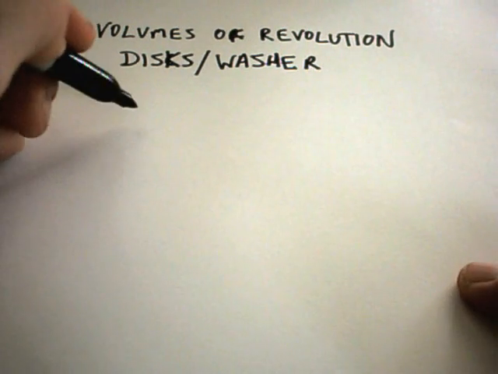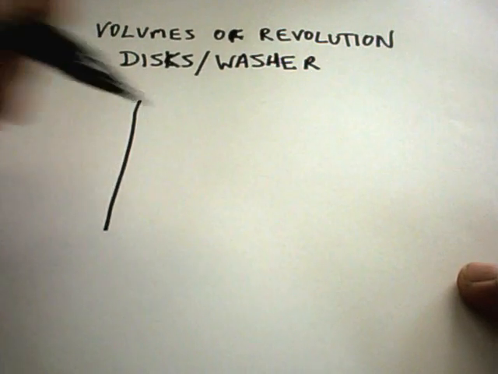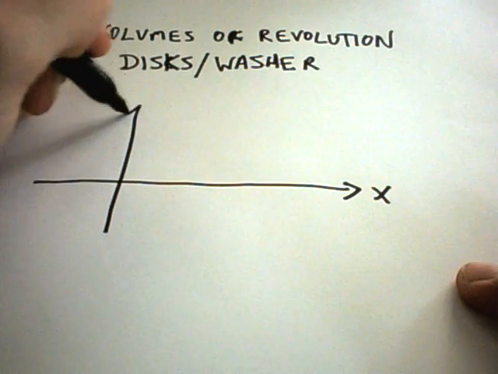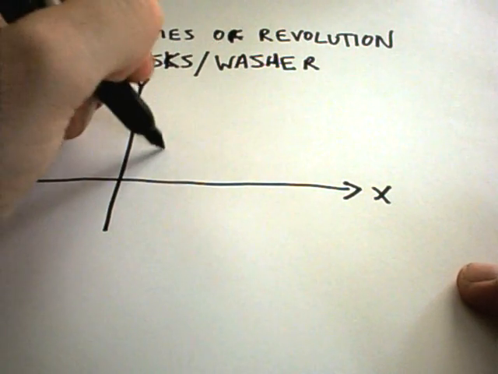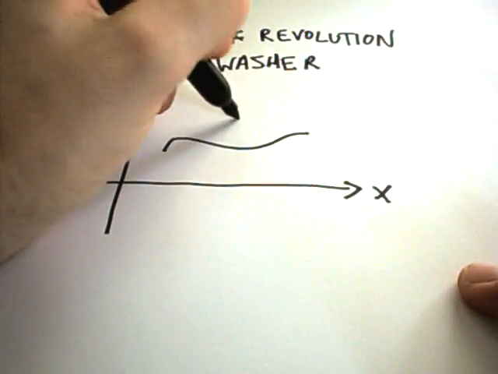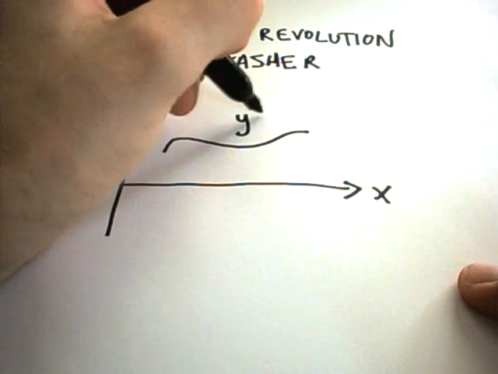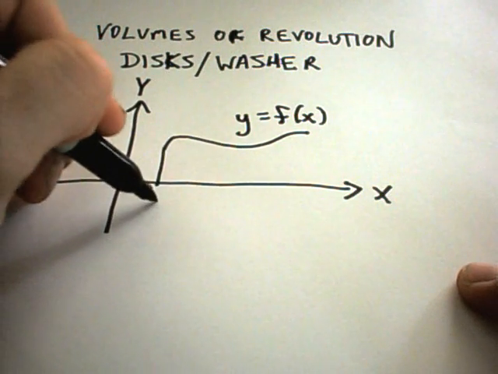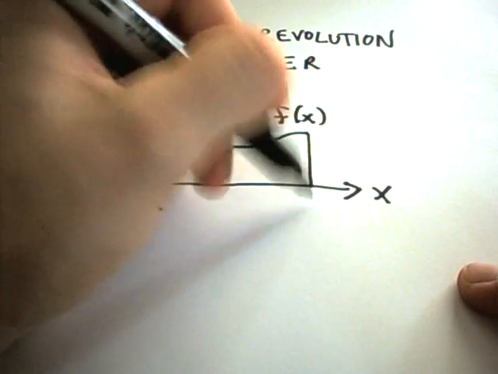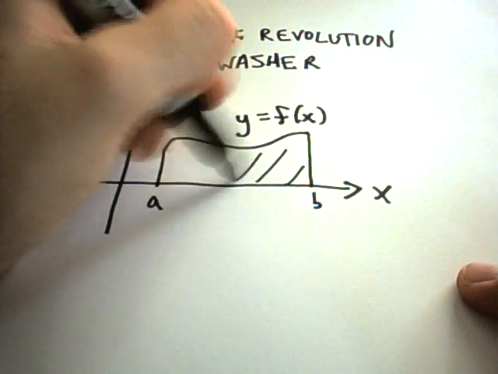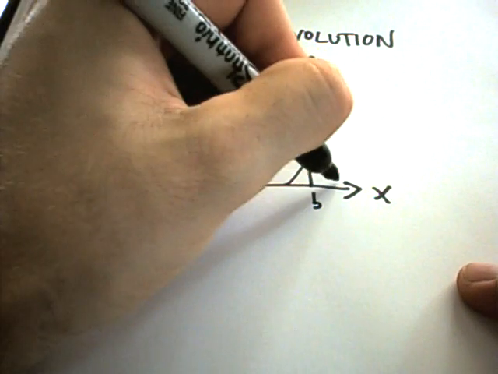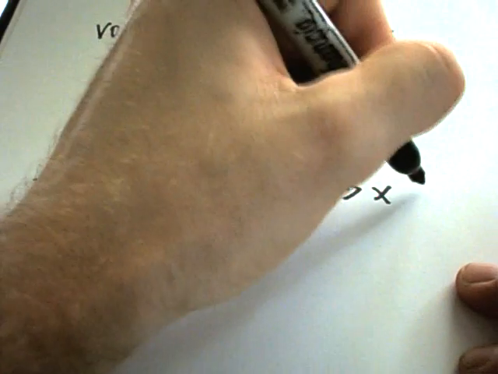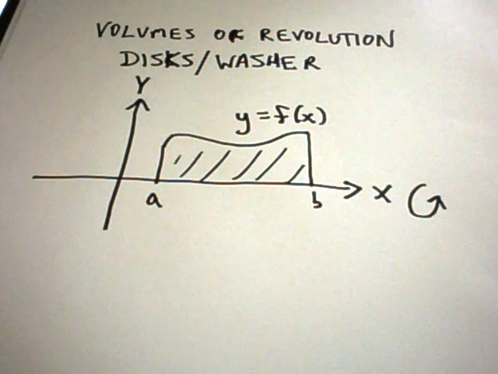So the basic idea is this. Suppose we have our x-axis and y-axis, and suppose we have some curve here, some function. We'll call it y equals f of x. And suppose we're going from the x-coordinate of A to the x-coordinate of B, and we're taking that region and rotating it, in this case, about the x-axis.